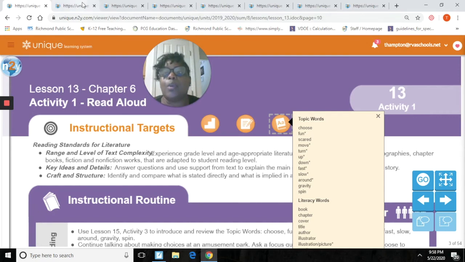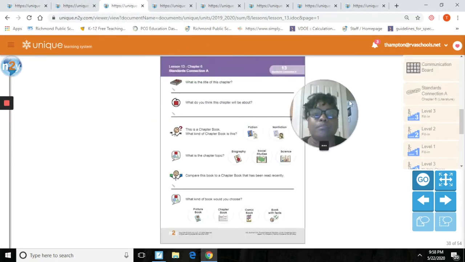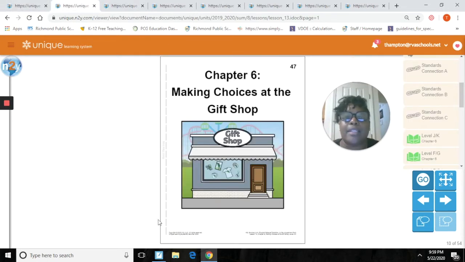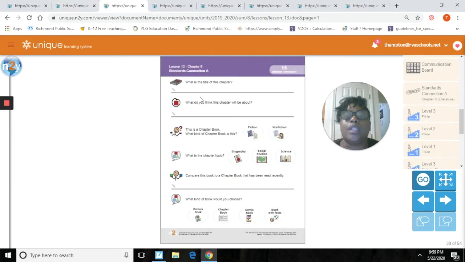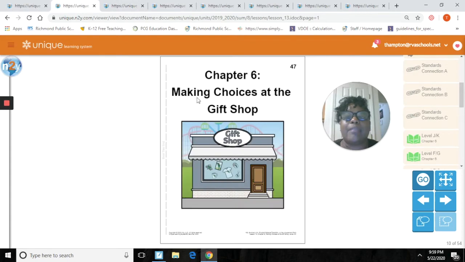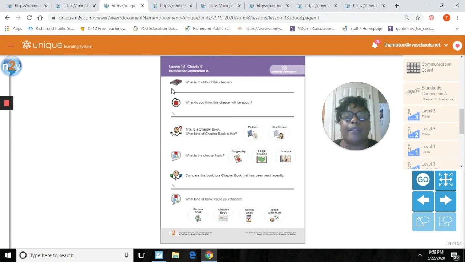All right, so what we want to do before we start reading our story is an activity. Let's take a look at our book cover here. We know the title of our story is called Making Choices at the Gift Shop. It says, what is the title of this chapter? Did you say Making Choices at the Gift Shop? Because if you did, you were correct.